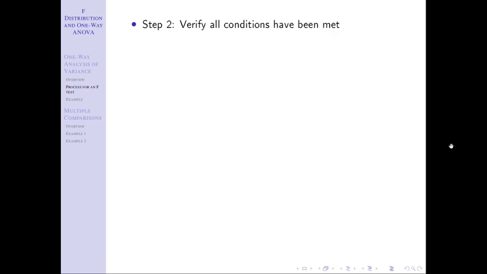Our assumptions. Number one, the same one you've seen every single time. We always want to check our sampling methodology. And now for all of the other assumptions that apply specifically to this test.